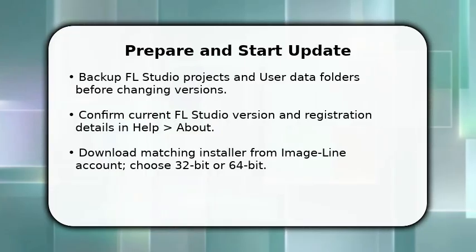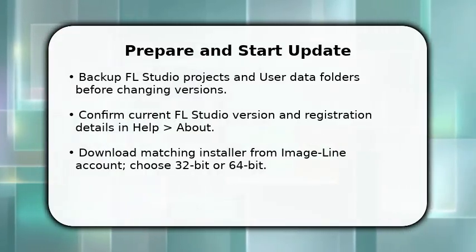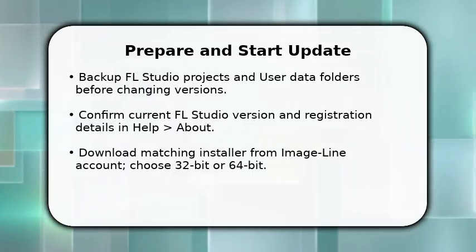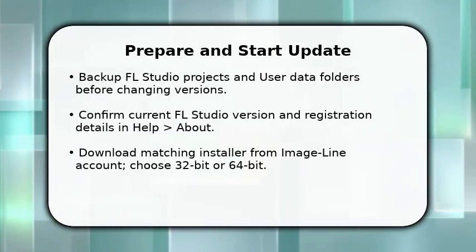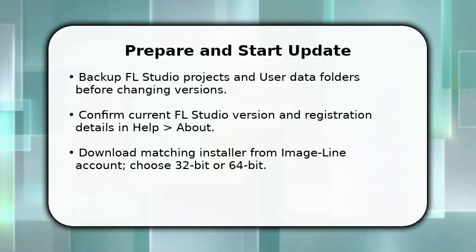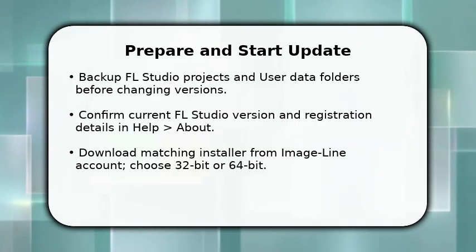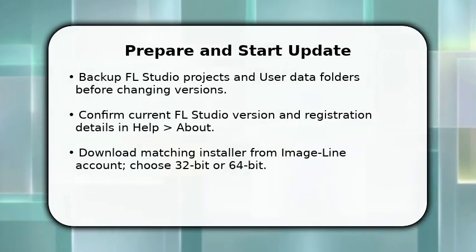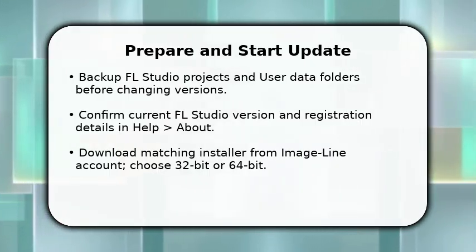You start by ensuring your work is safe. Back up the FL Studio projects and the user data folder to an external drive. Once done, open FL Studio, check Help About to note the exact version and registration email so updates match your license. Next, log into your ImageLine account and download the installer that corresponds to your OS and architecture, 32-bit or 64-bit. This prevents plugin compatibility issues later.